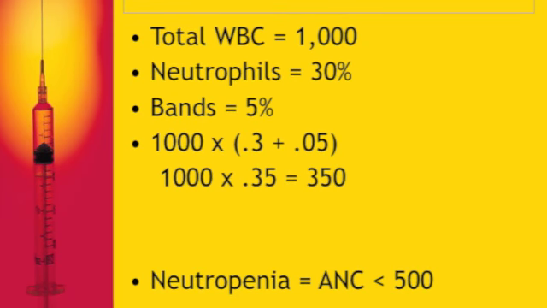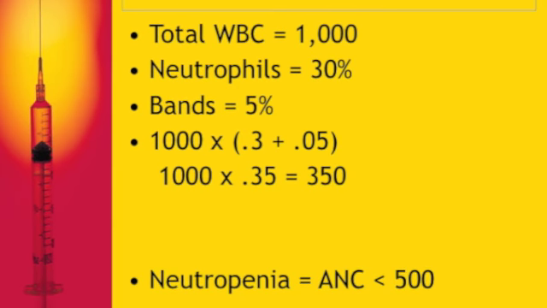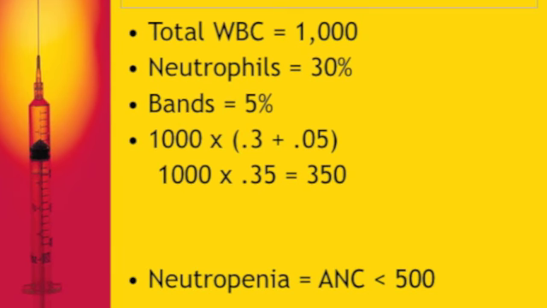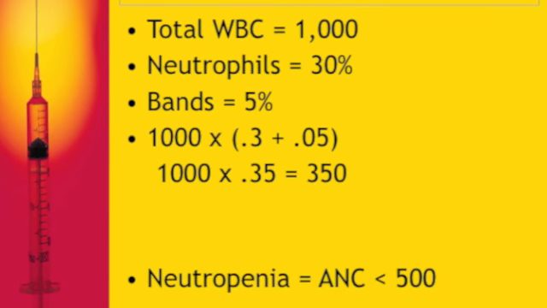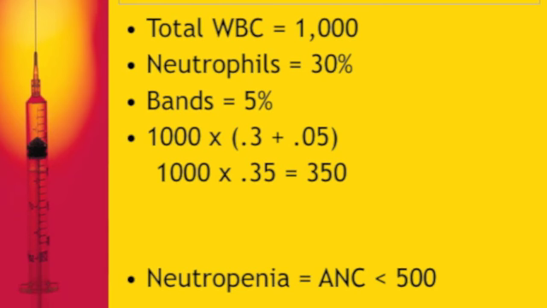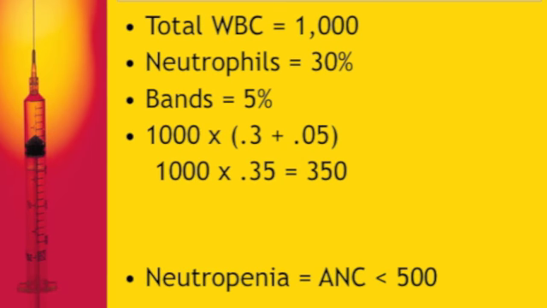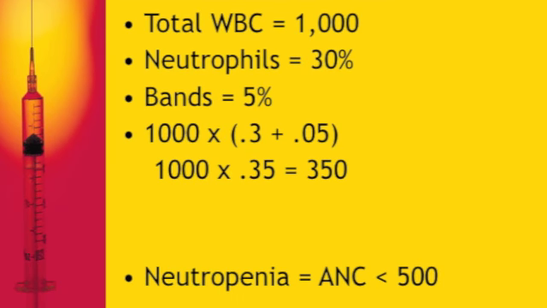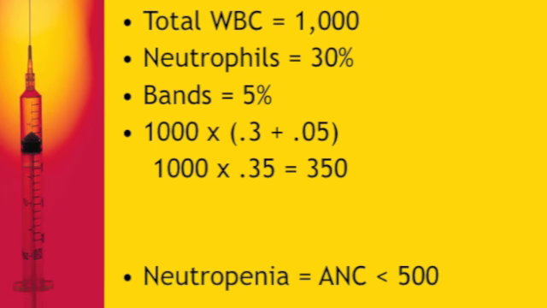So let's take this as an example. You have a total white blood cell count of 1,000. Your neutrophil percent is 30%. Your bands is 5%. So you should take 1,000 times 0.3 plus 0.05, and you should come up with 350. Well, since 350 falls below the 500, this patient should be placed on neutropenic precautions.